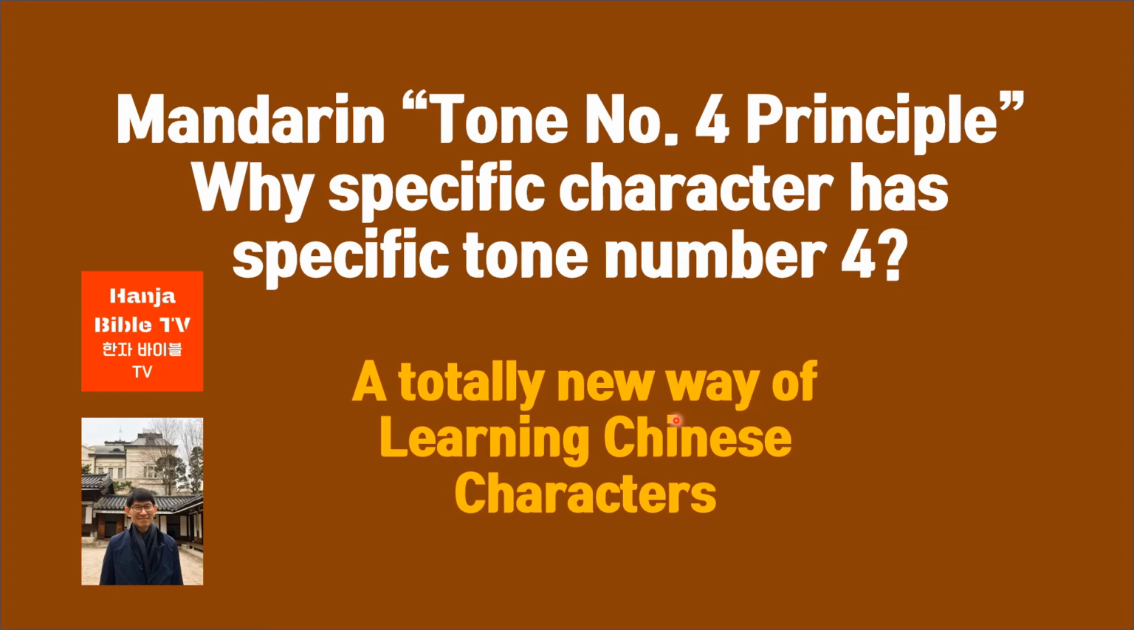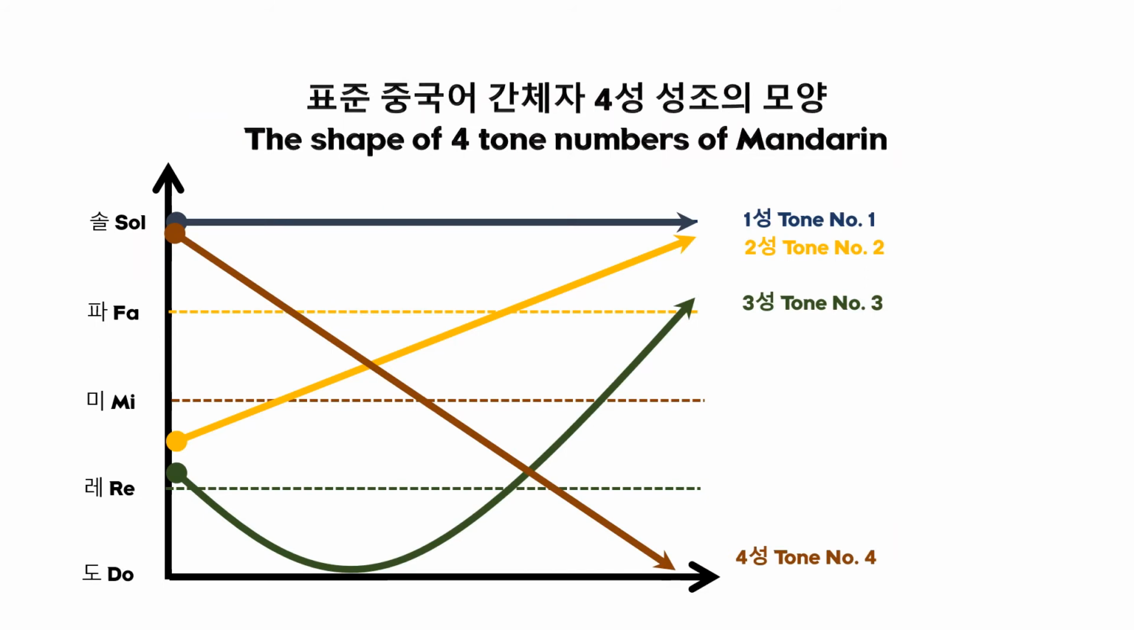Many people have trouble remembering why a specific Chinese character has a specific tone number. From a foreigner's point of view, we have to remember, but there has been no book or guidelines or rules or principles explaining why. So we are going to look at why. We are talking about tone number 4.